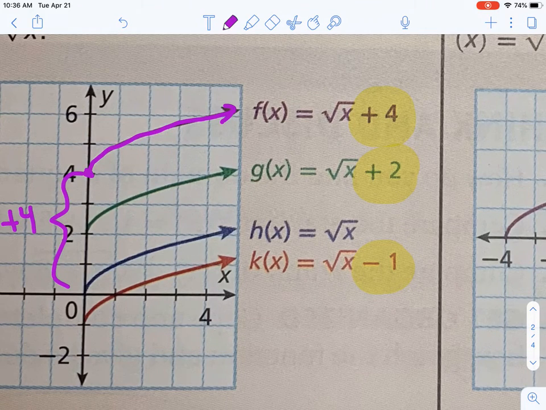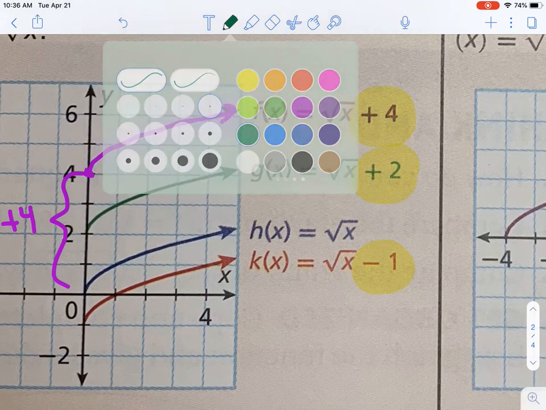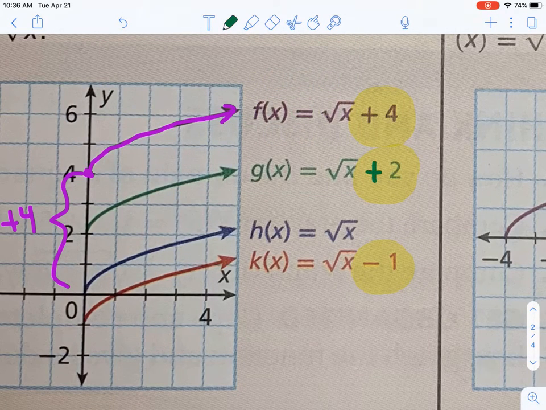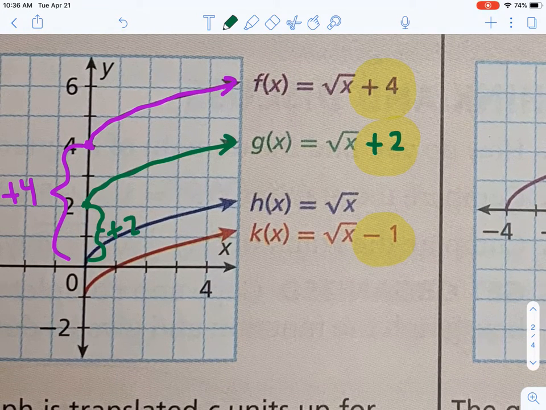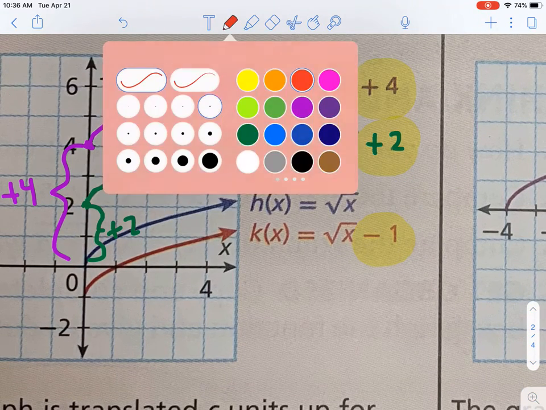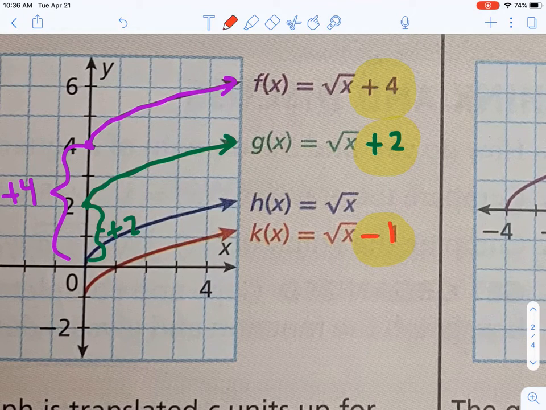Okay. Now the next one, I'm adding 2. So right here you can see us going up 2, starting at 0, 2. And nothing about the function is being changed except for the fact that it's being shifted up. And then finally we have minus 1. If I go down 1, everything otherwise is the same.